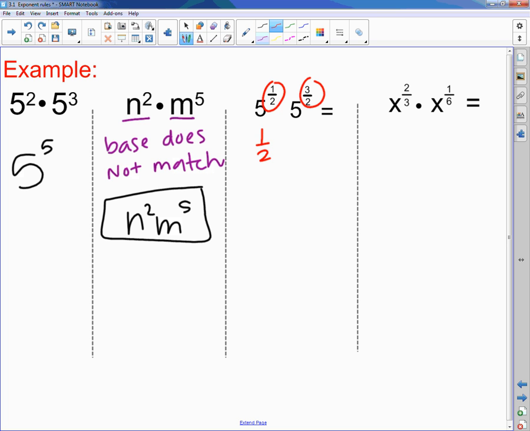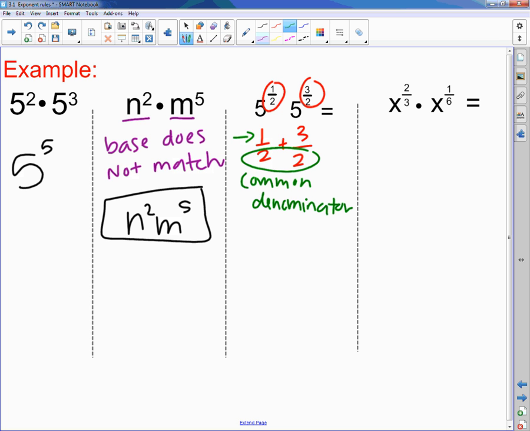We've got 1/2 plus 3/2. When you add fractions, you just add the top number, and the denominator stays the same. We have to have a common denominator.